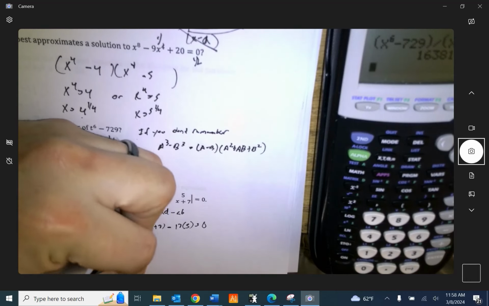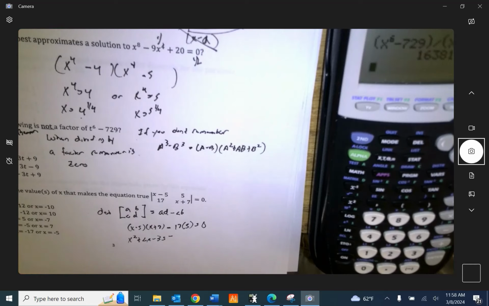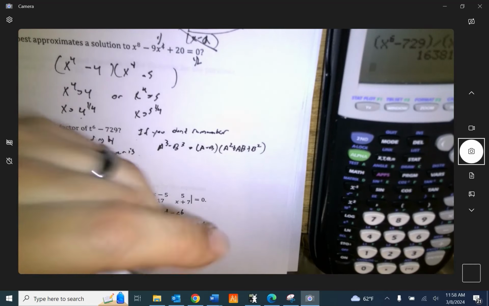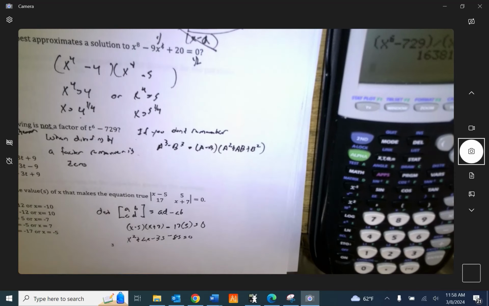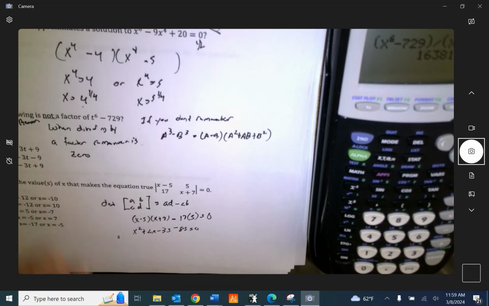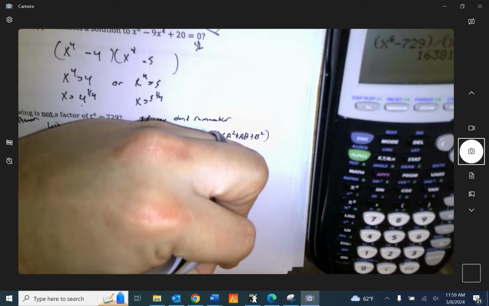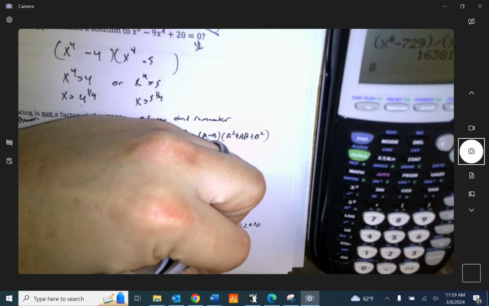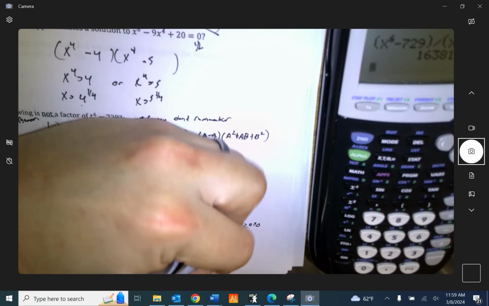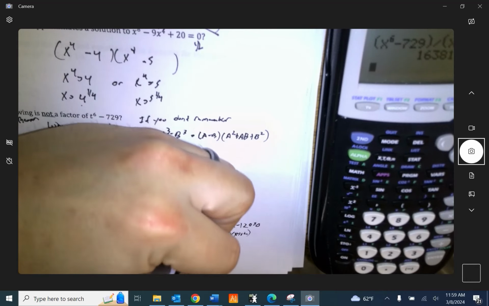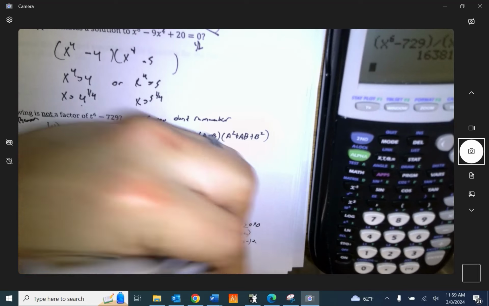x squared plus 2x minus 35 minus 85 is 0. I don't think I've done anything wrong. And it's going to be x squared plus 2x minus 120. It's going to be x minus 10, x plus 12. So x is 10 or x is negative 12.